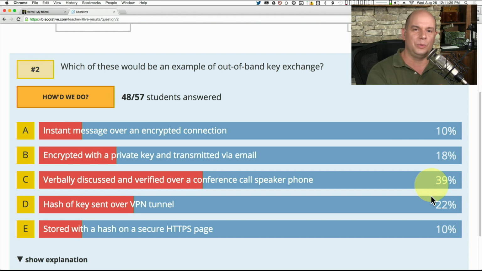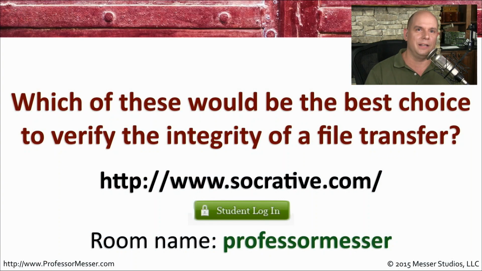I've got another one. This one kind of gets outside the scope of key exchanges so much, and we're talking more about the security of transferring files from one place to the other. So the question specifically is, which of these would be the best choice to verify the integrity of a file transfer? This is actually a pretty important part of working with files and communicating them, especially in security, since integrity is an important part of that security triangle that we work with.